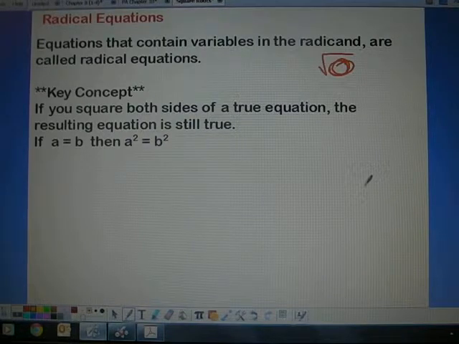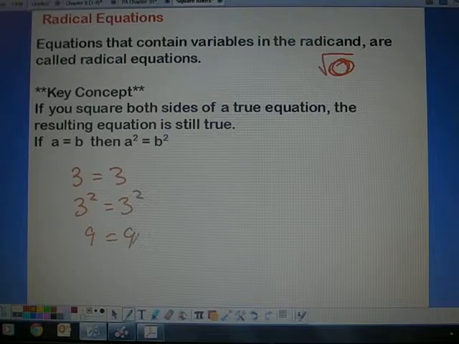So a key concept: if you square both sides of a true equation, the resulting equation is still true. We've dealt with this concept with adding the same number to both sides, subtracting, multiplying, dividing. We've done all those operations. Now we're just involving squaring both sides. So it says if a equals b, then a squared equals b squared. That's going to be true. If you have 3 equal to 3, and I square both of them, 3 squared is 9, 3 squared is 9, it's still true. That's the idea behind what we're going to be working with today.